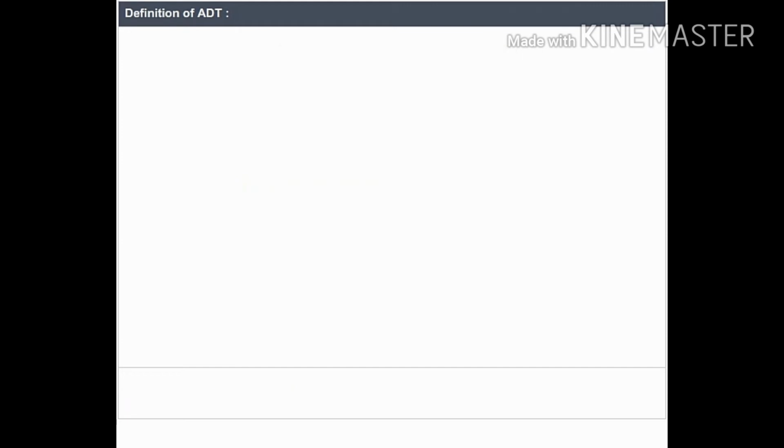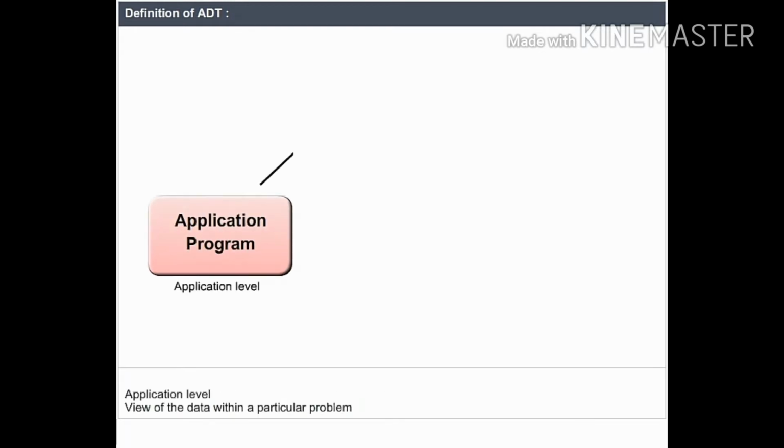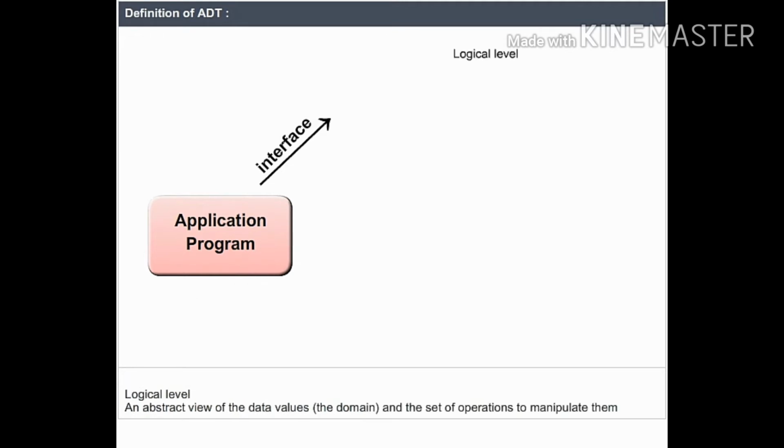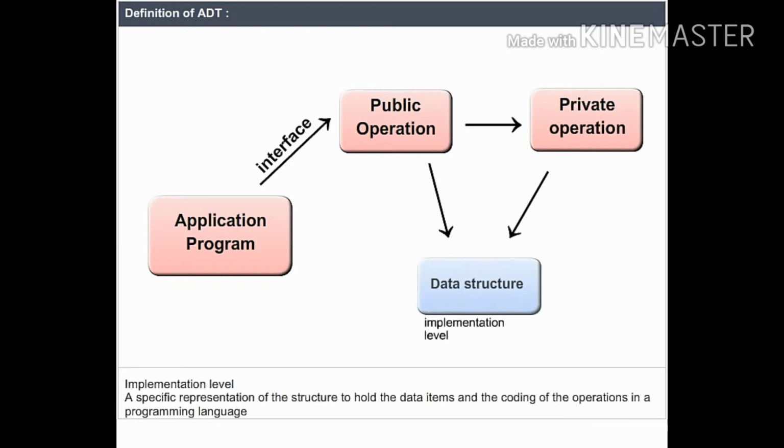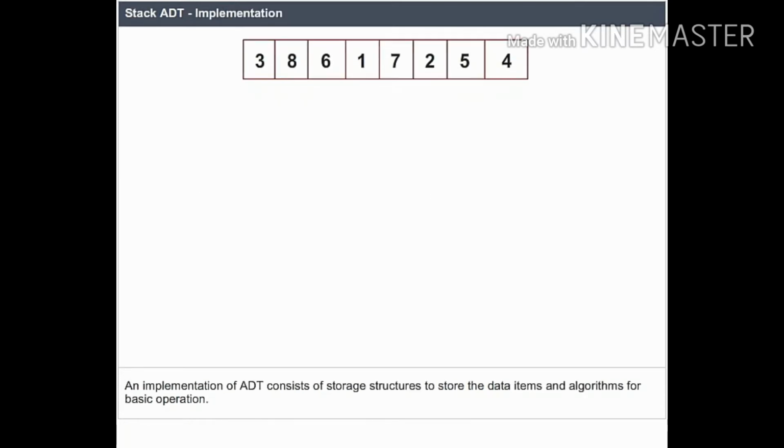In computing, we view data from three perspectives. Application level, the view of the data within a particular problem. Logical level, an abstract view of the data values, the domain, and the set of operations to manipulate them. Implementation level, a specific representation of the structure to hold the data items and the coding of the operations in a programming language.